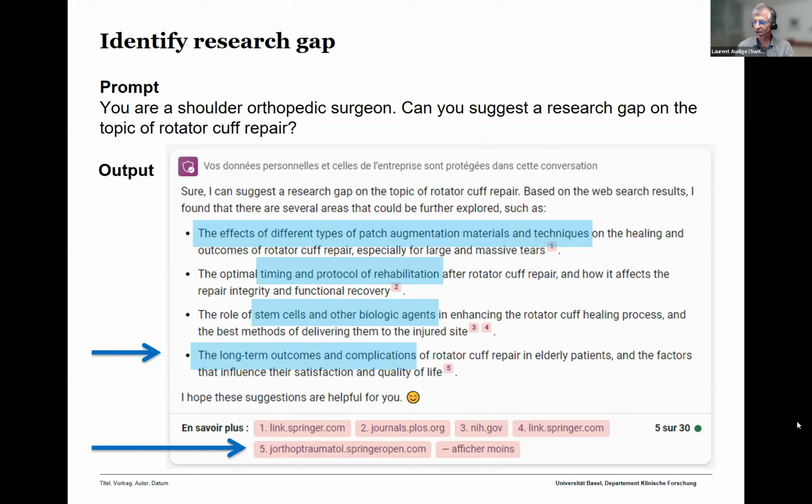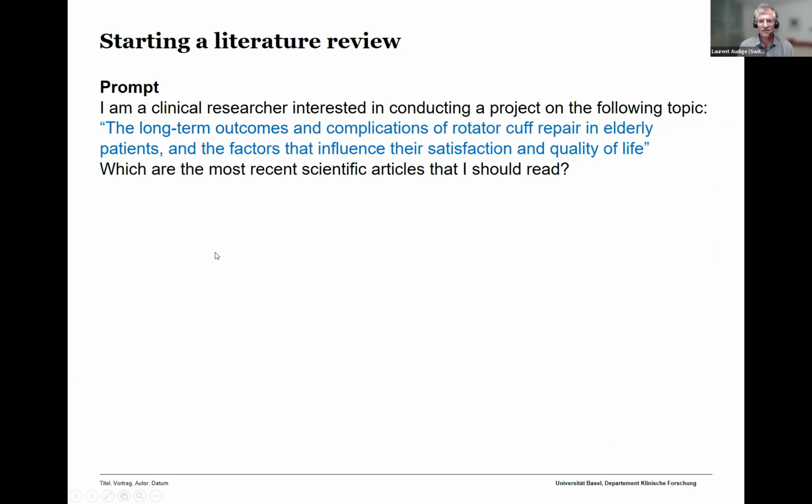So I thought, okay, let's move on. I take the fourth one. And you can look at the references, check that they are actually up to date, and then move to the next process where you say, let's start a literature review. I said, I am a clinical researcher interested in conducting a project on the following topic. I give this fourth topic: which are the most recent literature that I should read?